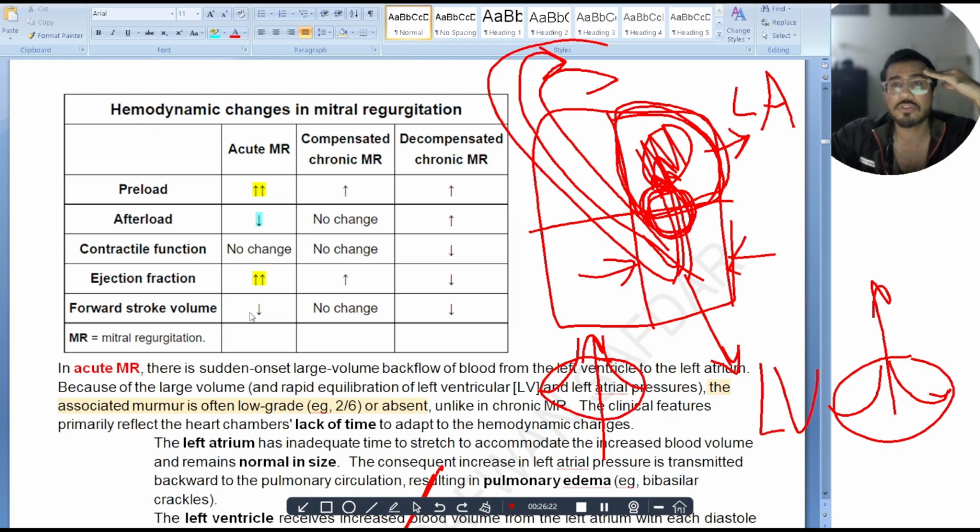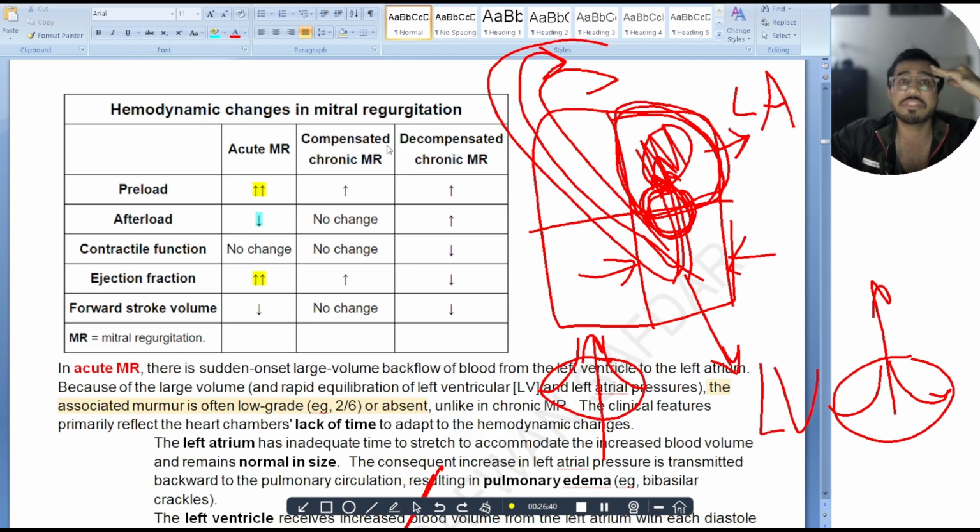When it comes to forward stroke volume, that is reduced. Why? Because the pathway to the left atrium has less resistance, so most of the blood flows back into the left atrium and less of it goes to the systemic circulation. That's why the forward stroke volume decreases. But if this becomes compensated mitral regurg, what's going to happen?